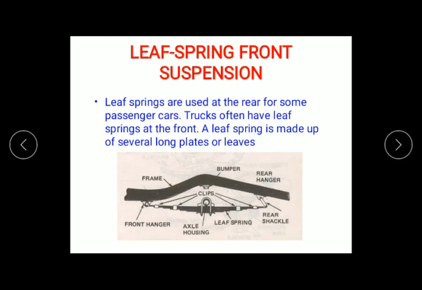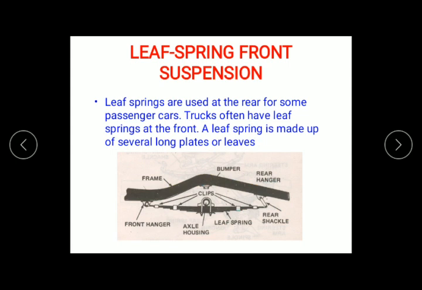Next is leaf spring front suspension. This is the leaf spring. Leaf springs are used at the rear of some passenger cars. Trucks often use leaf springs in the front. The leaf spring is made up of several long plates of metal.